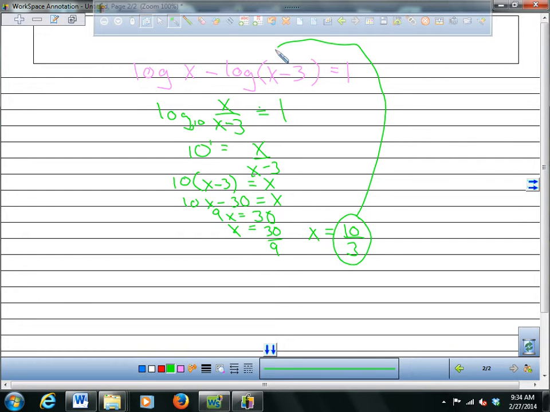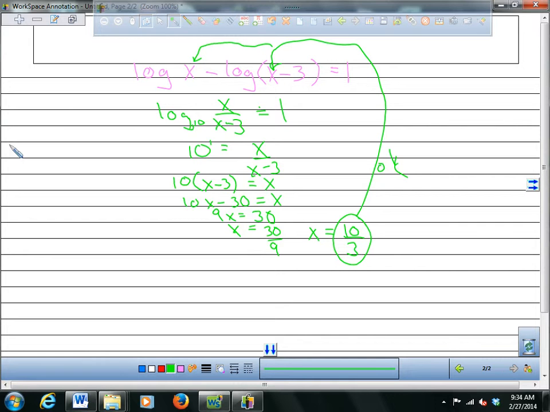So does that work in here? 10/3 works. Yeah, it's bigger than 3, right? So you can take the log of that, and you can take the log of that. So that works, so you're okay. So that's your answer. But always take your answer and check it in the original equation to make sure that it's in the domain of the original function.